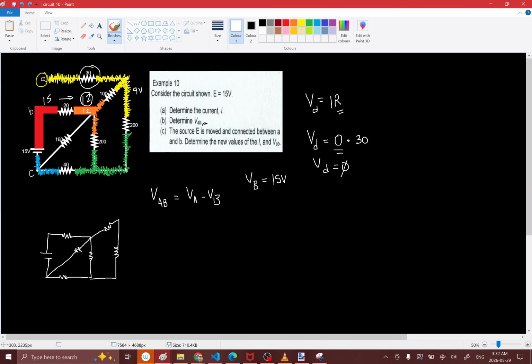So what I want to do is find out the current moving through this branch. And so what I'm going to do is find out how much current is moving through this whole thing over here, and then I'm going to split that current again between here and here. So that might not make too much sense, but just follow along and you'll see what I mean.